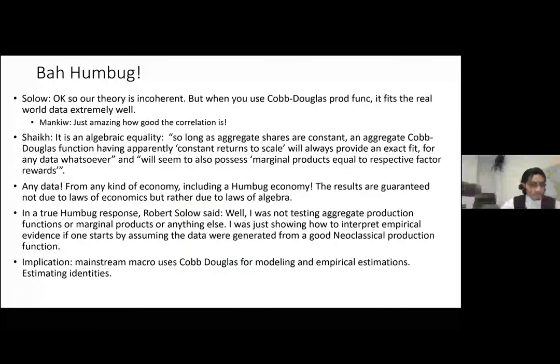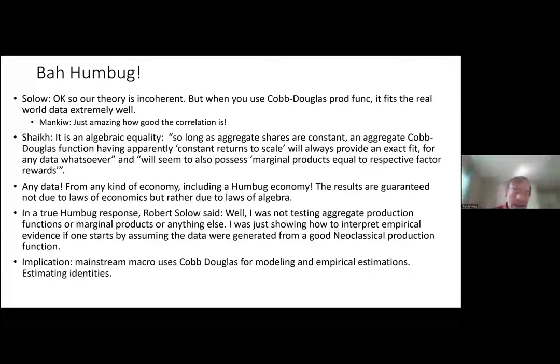Yeah, I mean, so I guess what's the alternative for post-Keynesians? We're not going to use Cobb-Douglas. I know for the short run, we tend to use the Leontief production functions. But when you look at long-term economic growth, what's the alternative?